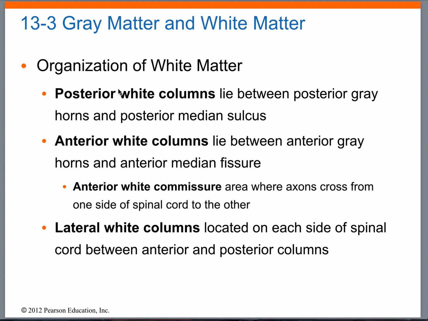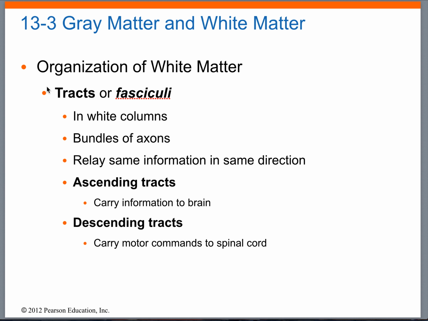So posterior white columns, anytime you see a column, you think tracks, right? Posterior, anterior, in this case, let's not cover it this way. We have other things that I'll test you on. So tracks, or groups of axons, also known as fasciculi.